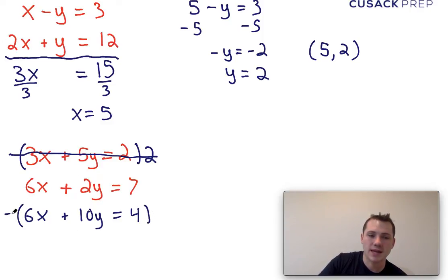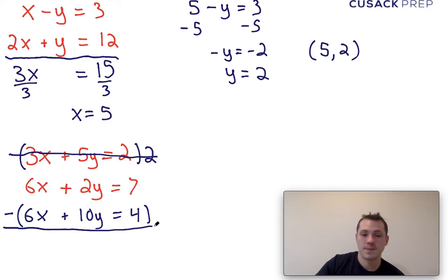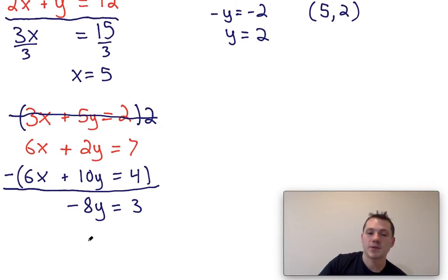And when I subtract them, I like to put parentheses around the side. 6x minus 6x, well, that's 0x. 2y minus 10y, well, that's going to give us negative 8y. And 7 minus 4, well, that's going to give us 3. Dividing both sides by negative 8, we would find y is equal to negative 3 over 8.